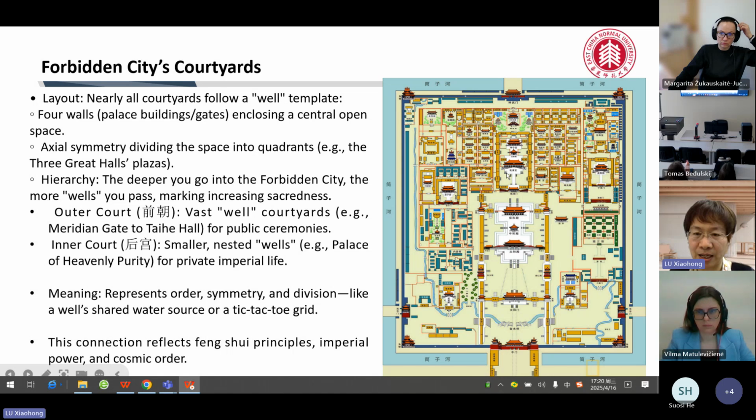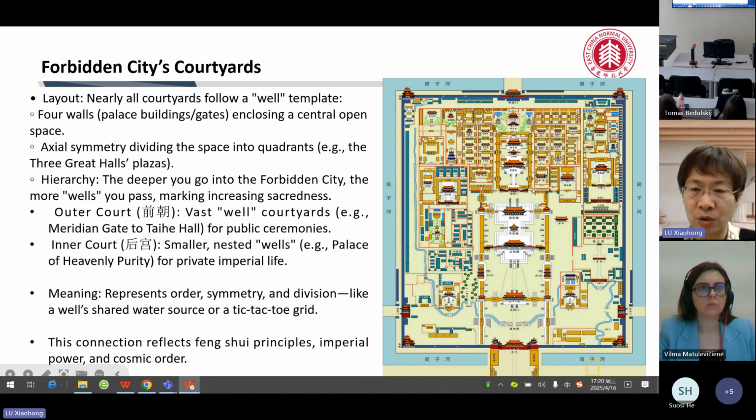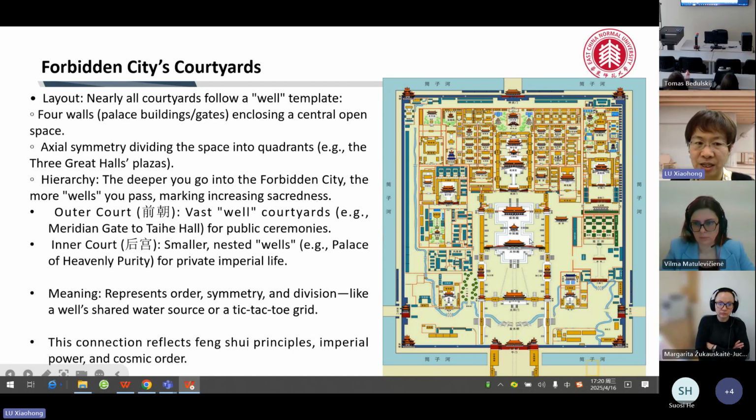Behind that is the inner court, which we call Hougong. That's a smaller, nested well. This is a palace for private imperial life, and the outer court is a place for public ceremony. Here is the front court, and here is Hougong for private life. So Jing indicates order, symmetry, and division, like the wells that provide the water source.